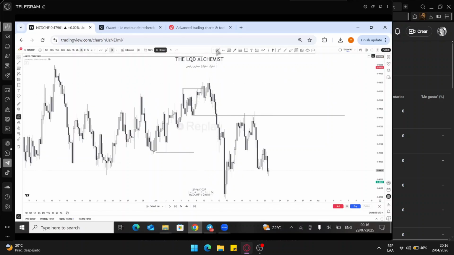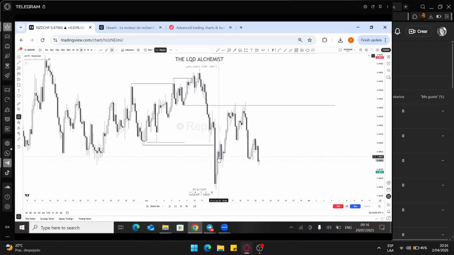You can also use this sweep here as your break of structure, because price has actually broken structure to the downside. But I wouldn't use this. I'll use the most recent one. I always like to use the most recent. I don't really like this huge scale. I would take this most recent sweep and break of structure, and I look for my liquidity.